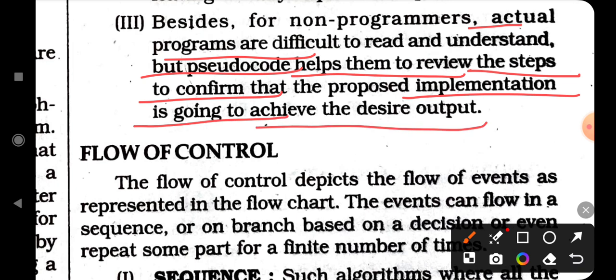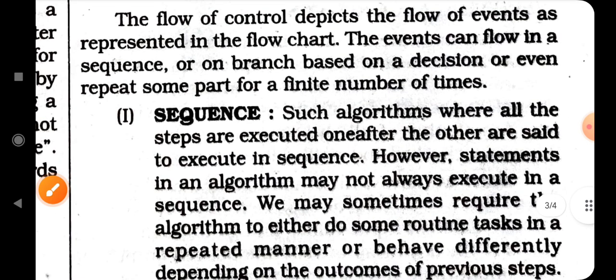Flow control. The flow of control depicts the flow of events as represented in the flowchart. The events can flow in a sequence, or branch based on a decision, or even repeat some part of the program a finite number of times.